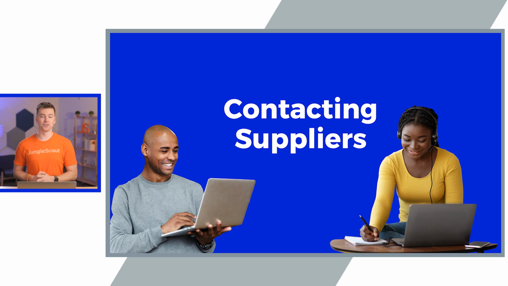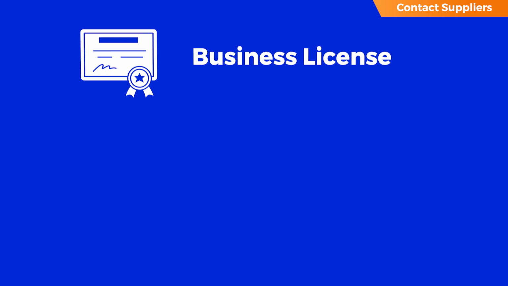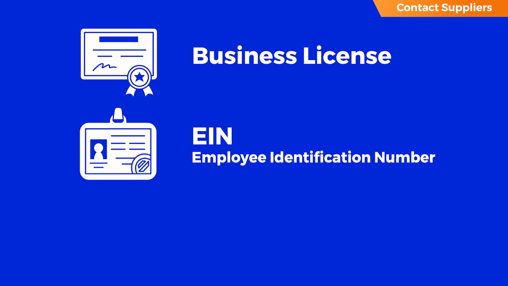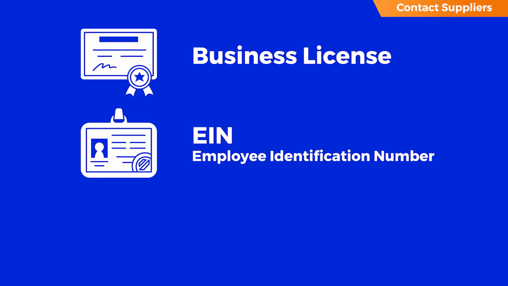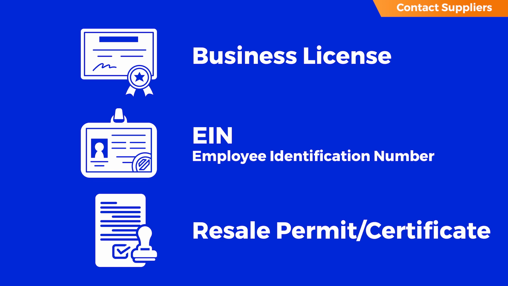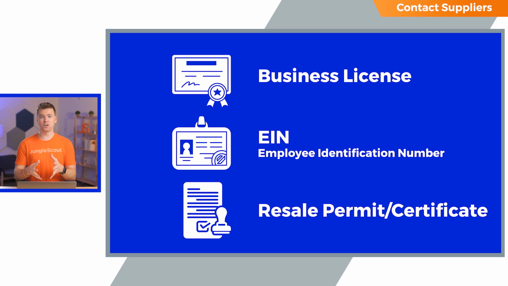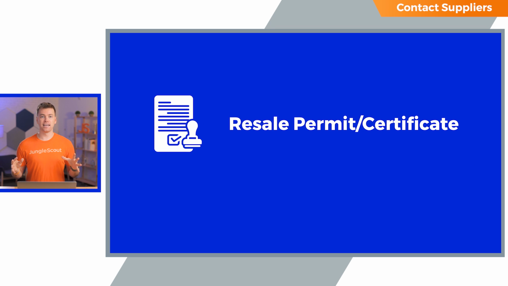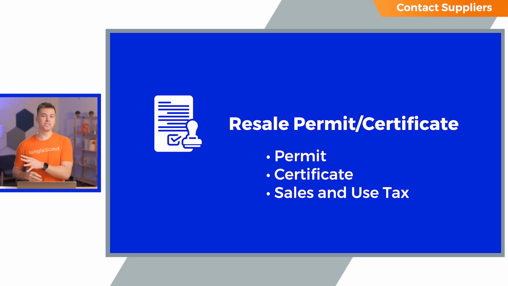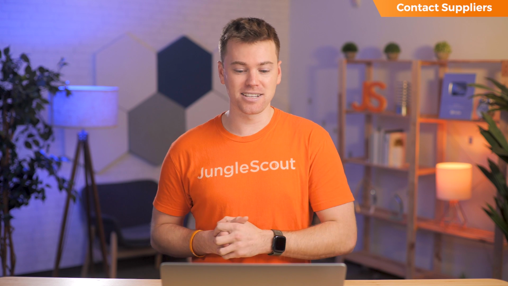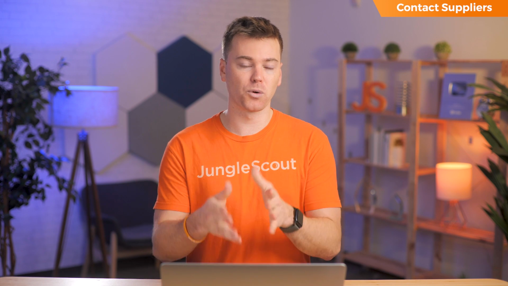Let's start with the requirements first. There are 3 things you're gonna need: a business license, an EIN, which is an employer identification number, and either a resale permit or certificate. Depending on which state you live in, this will vary. It may be called a permit, a certificate, or a sales and use tax. In some states you need both, in some states you just need one. I'll show you how to do this in a second, but you wanna look it up for your specific state.